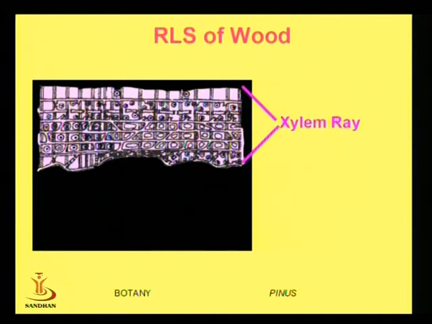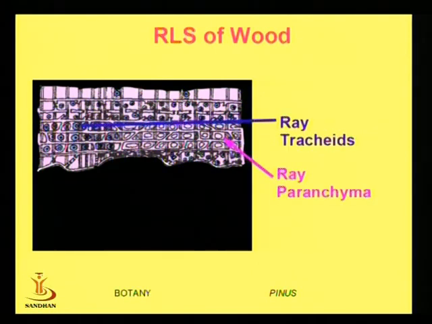In the RLS of the wood we can find xylem rays, that is one part, and these xylem rays contain two different parts. The one is ray tracheids, which one can see very well with the pit-like structure, and the other part is ray parenchyma. Because this section is from the radius, medullary rays are cut here, and these medullary rays show the ray tracheids and ray parenchyma. Such ray tracheids and ray parenchyma will not have a similar structure when we take the tangential longitudinal section, which we will see later.